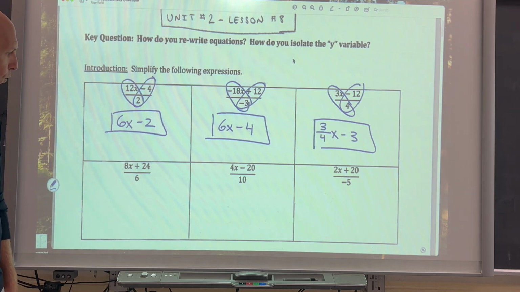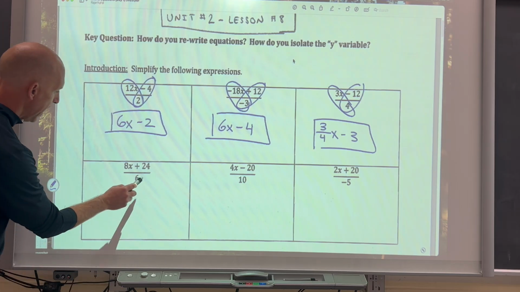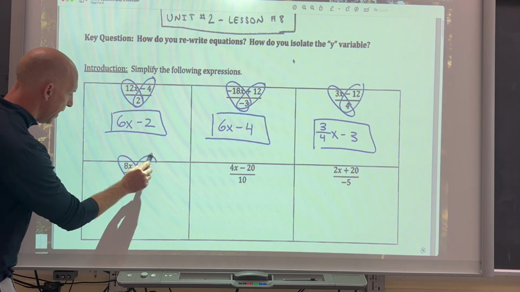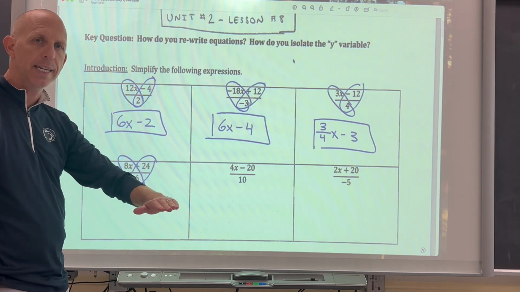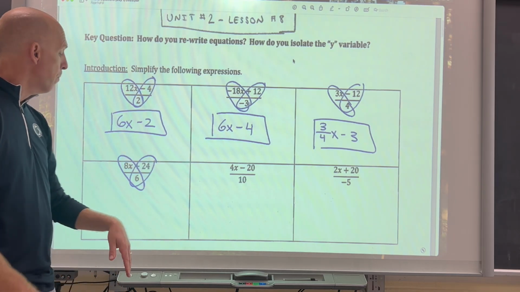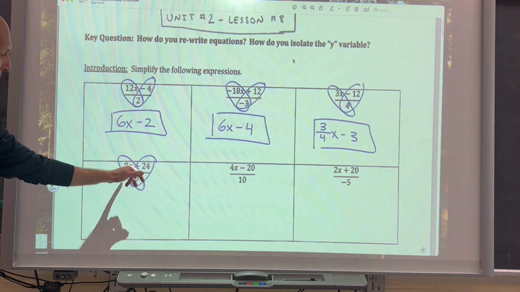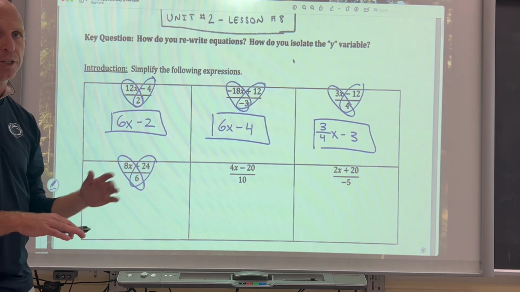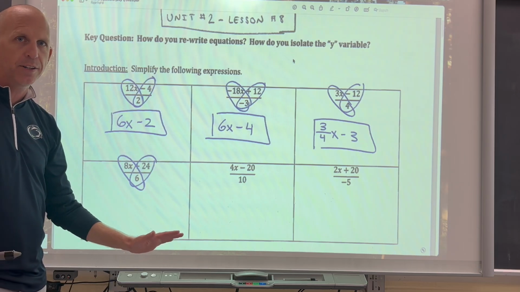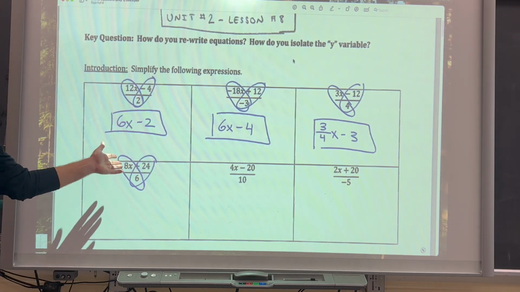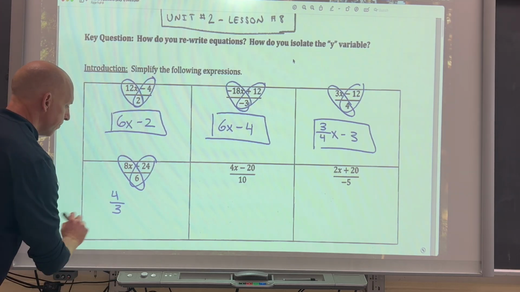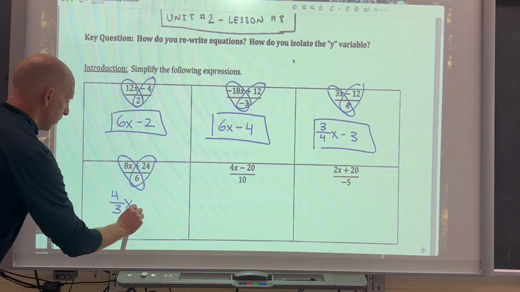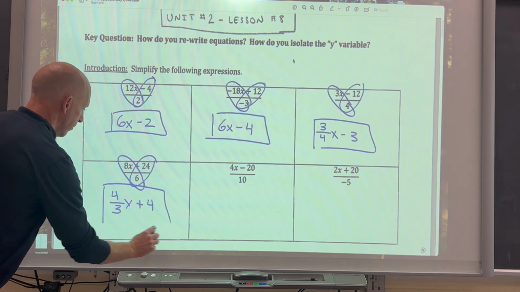All right, example number 4. We got 8x plus 24 divided by 6. Now, notice when you divide 8x by 6, you actually get an improper fraction. The numerator is bigger than the denominator. And that's okay. But I do want to be able to simplify 8/6. And I want to keep it improper. Don't turn it into a mixed number. Don't turn it into a decimal. Keep it improper. Okay? 8/6 simplifies to 4/3 x plus 4. Final answer.